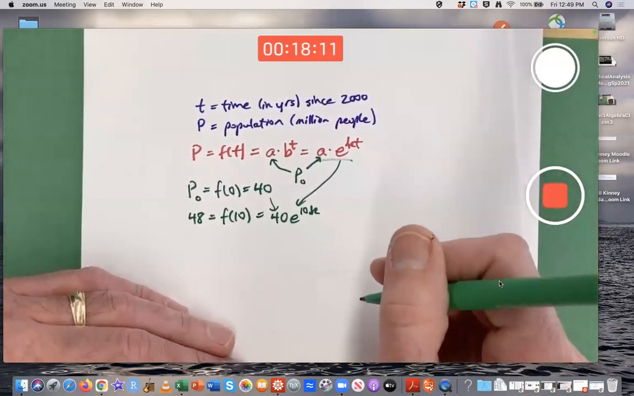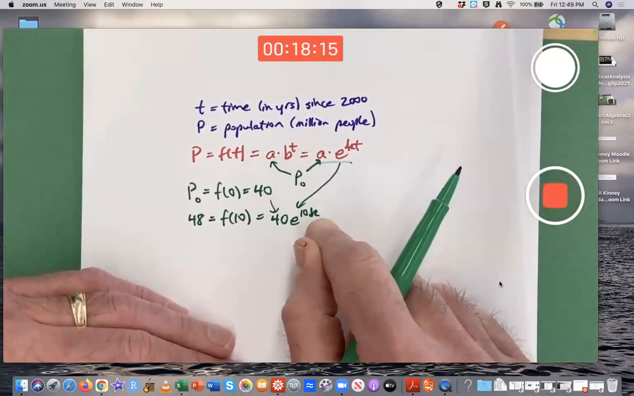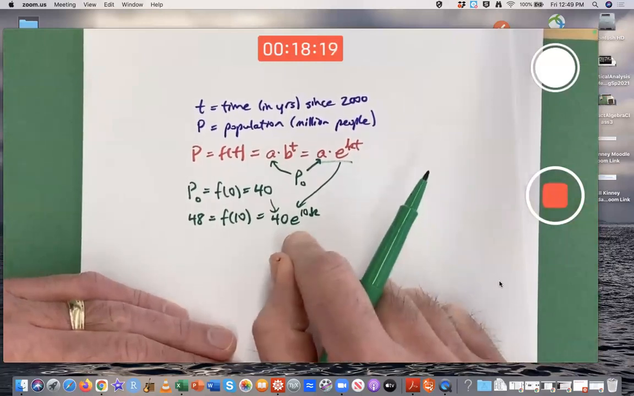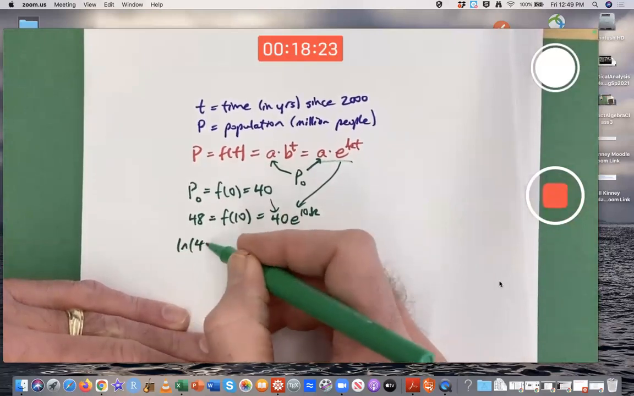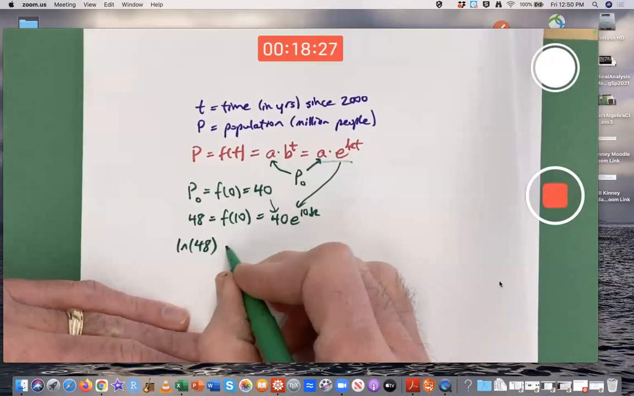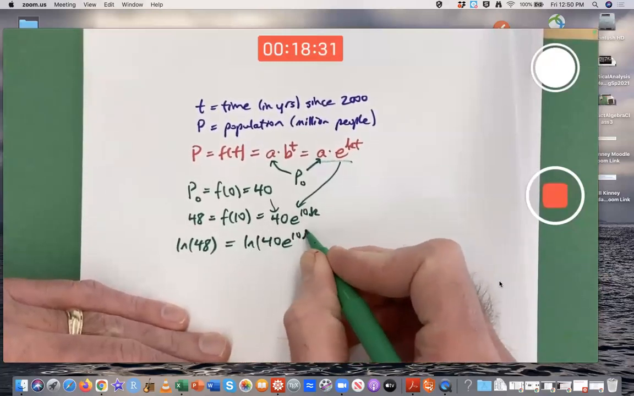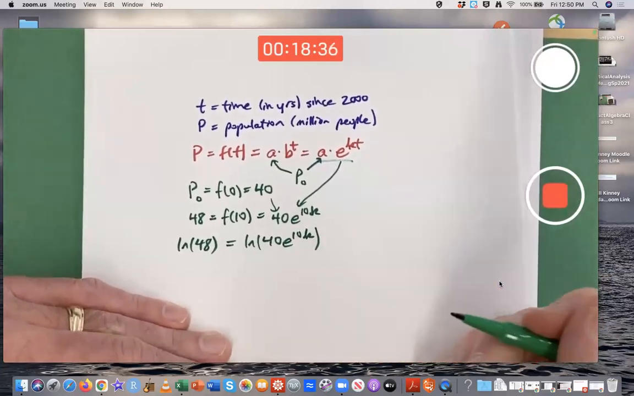Need to solve for K. Logarithms are how you solve for unknowns in exponents of exponential functions. Take the log of both sides. Since it's base E here, I might as well take natural log of both sides. If I do it to one side, I have to do it to the other. I could have divided by 40 first, and that might have been simpler. But I also can do it this way. It doesn't really matter.